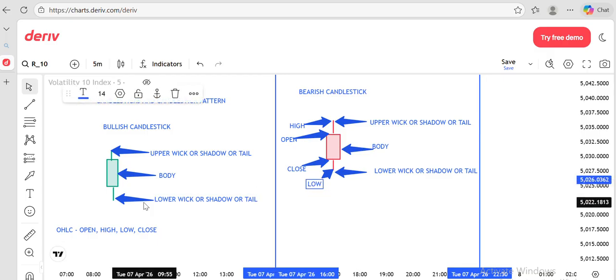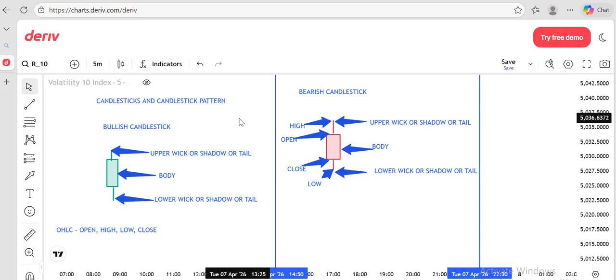So the same thing, we have open, high, low, close. Basically, these are the two types of candles that we have, the bullish candles and the bearish candles. Please feel free to explore this. I don't want this video to be too long.